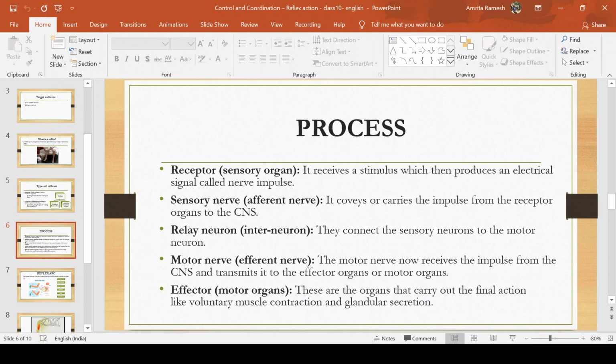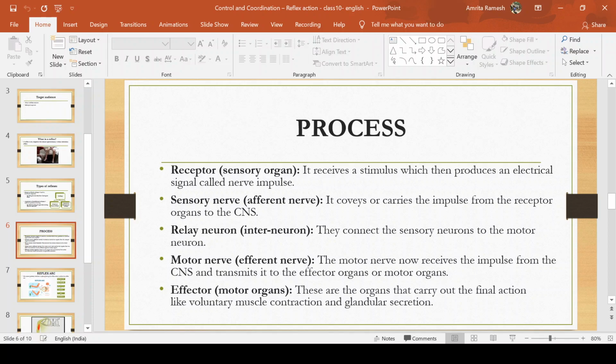Similarly, another classification of the neuron is based on the function that they perform. Now let's see what that classification is. There are three types of neurons based on the function that they perform. One is a sensory neuron, another one is a motor neuron, and the third one is an interneuron or relay neuron.